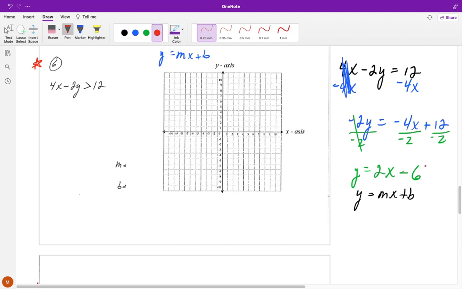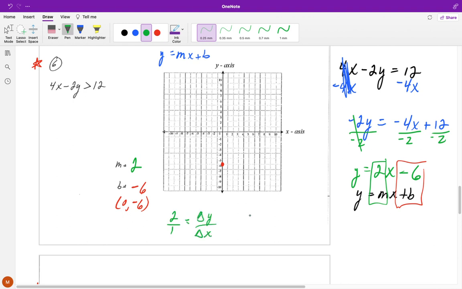Once I do this, now I can easily identify what my slope and what my b is. So the b is a number that's being added or subtracted to a variable. So in this case, it's minus 6. So my y-intercept is (0, -6). The slope is a number that's being multiplied to a variable, so that is 2. So now I'm going to first plot my point (0, -6). I know my slope is 2, so I can rewrite it as 2 over 1 because it's change in y over change in x. So my change in y is a positive 2. My change in x is a positive 1. So I'll go up 2 over 1, up 2 over 1. I got my 3 points. Now I'm going to draw my line.